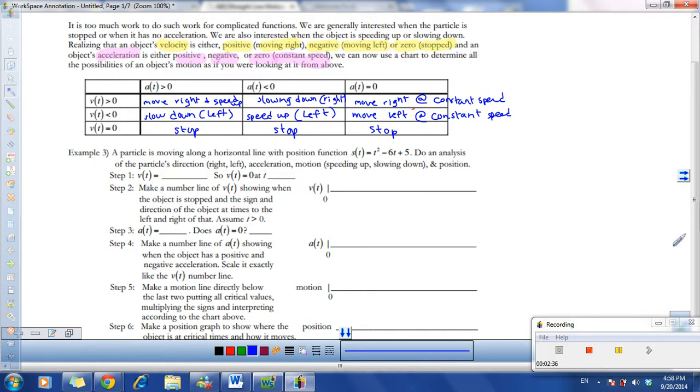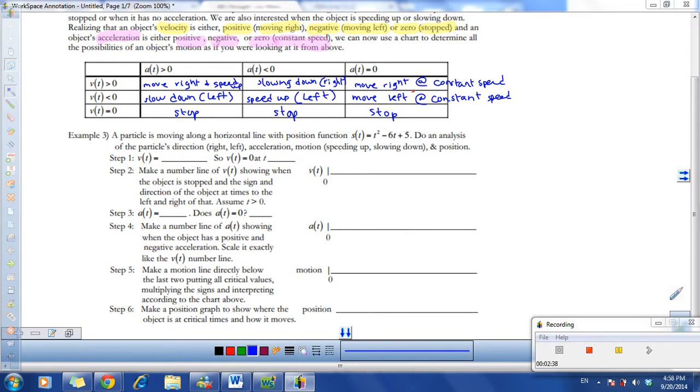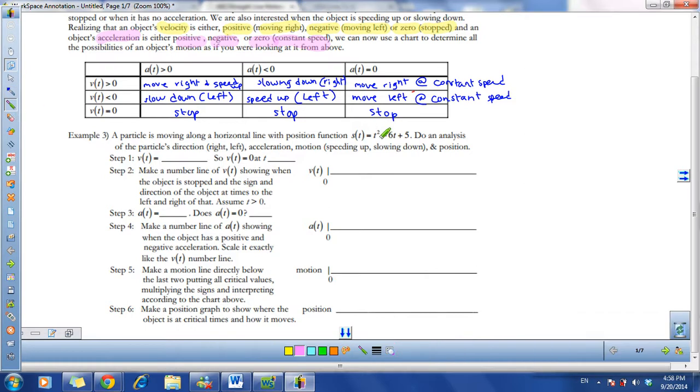Okay, so let's look at this example. Example 3: a particle is moving along a horizontal line with the position function, all these numbers and letters. Do an analysis of the particle's direction, right, left, acceleration, motion, speeding up, slowing down, and position. Okay, so step 1 is to find the velocity. Remember, the velocity is the first derivative of your position function.